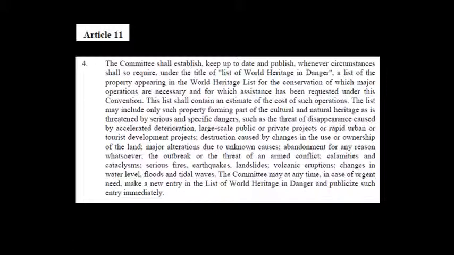So the List of World Heritage in Danger wasn't intended as so much a bad thing. I mean, it's bad to be on it, but it wasn't intended as a penalty to the country that has a property listed. It was intended to help that country. So Article 11.4: the committee shall establish, keep up to date and publish, under the title of List of World Heritage in Danger, a list of property appearing on the World Heritage List for the conservation of which major operations are necessary and for which assistance has been requested under this convention.